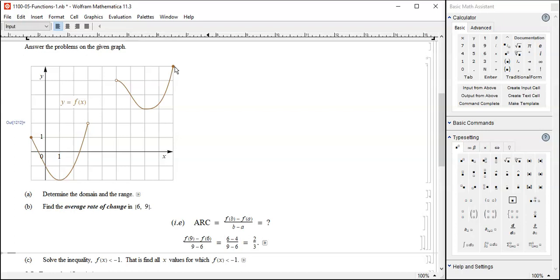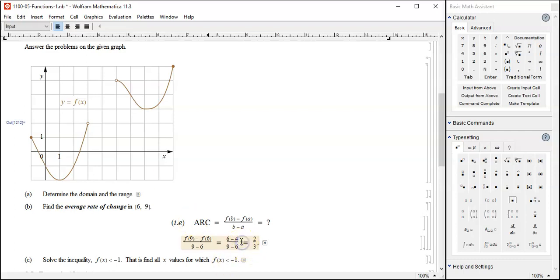Now, how about f of 6? Start from x equal to 6 here and move vertically to the point here. That's the point on the graph. And the function value f of 6 is the y-coordinate. So tell me the y-coordinate. What is it?